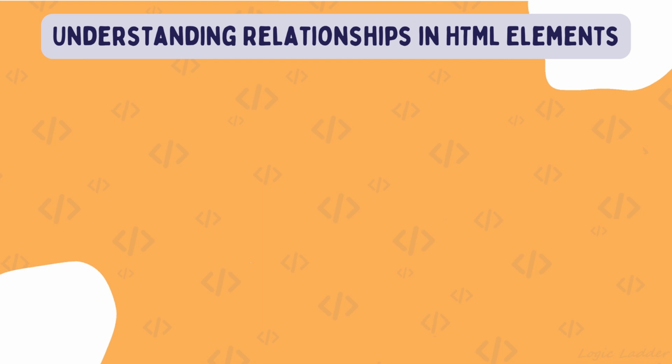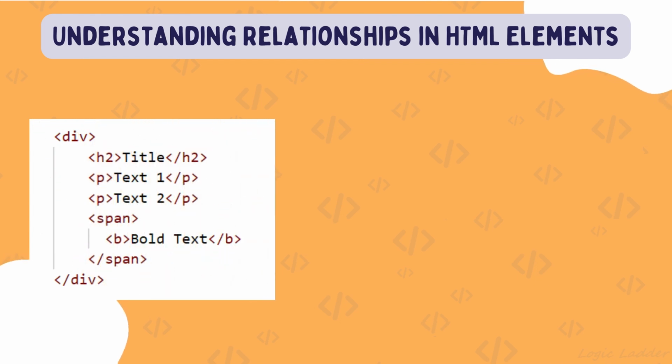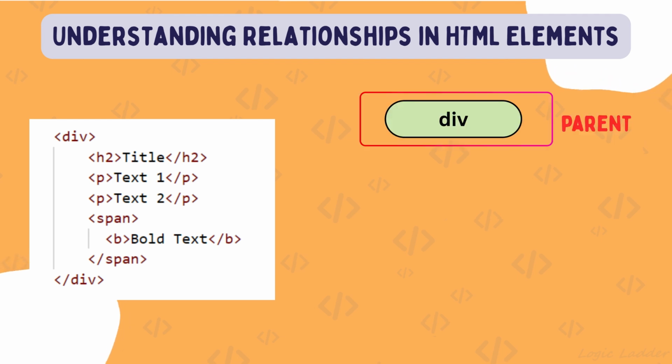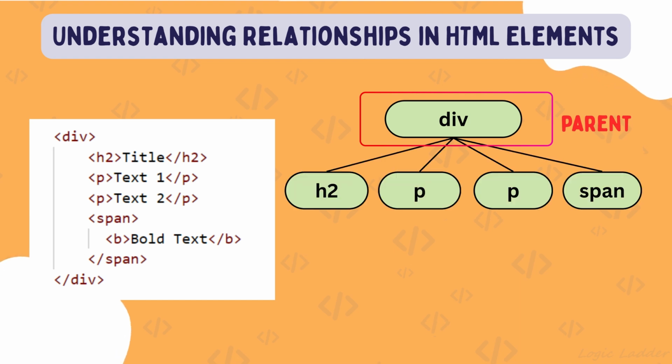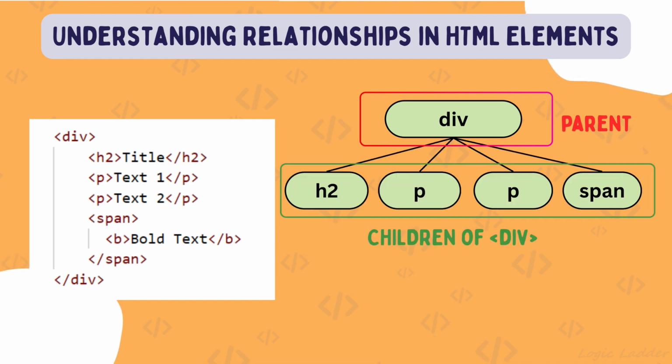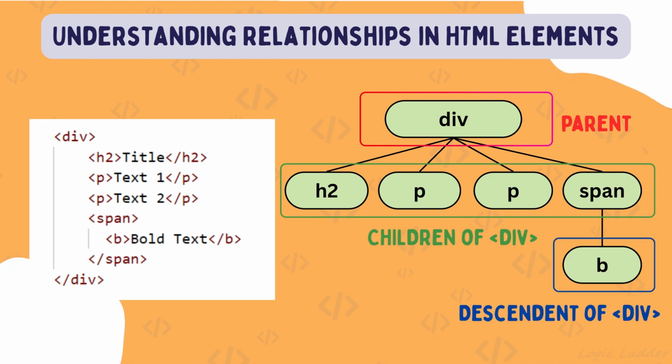Before we learn about CSS combinators, let's first understand how elements are related in HTML. Consider this simple HTML structure and try to understand the HTML hierarchy. Look at this div, it's like a parent. Inside it, we have p, span, and h2. These are its direct children. The b tag is inside span, so it's a descendant of div and a direct child of span.